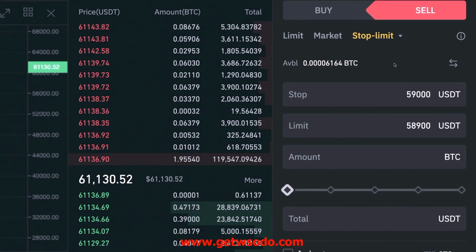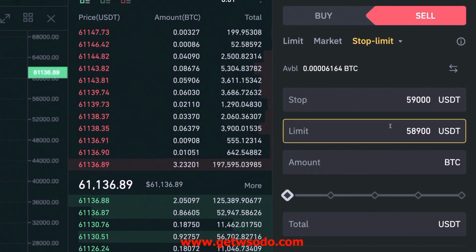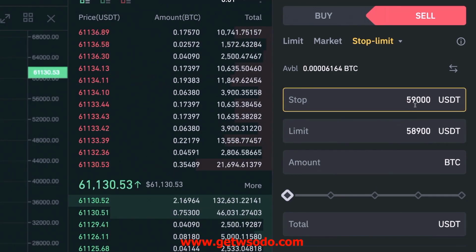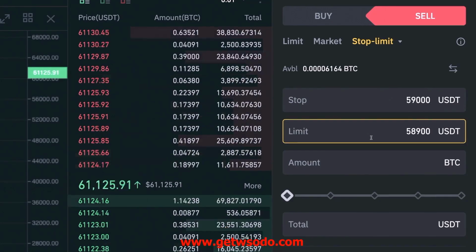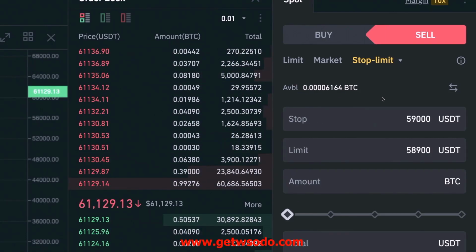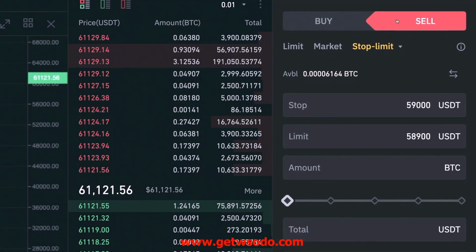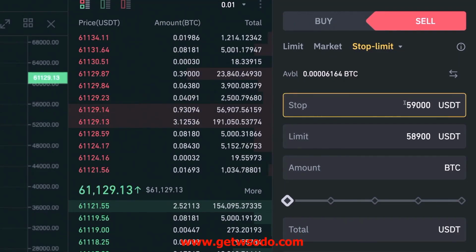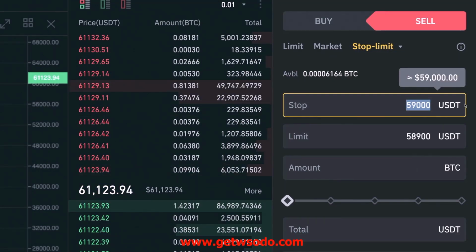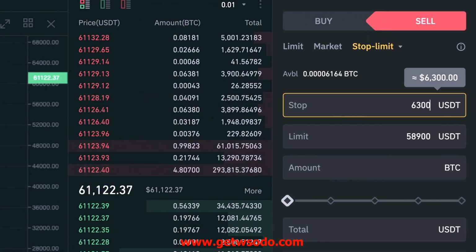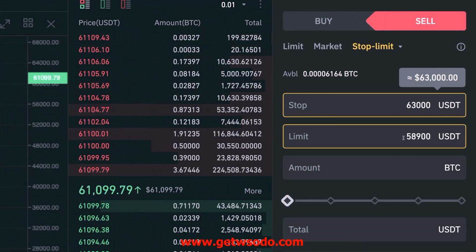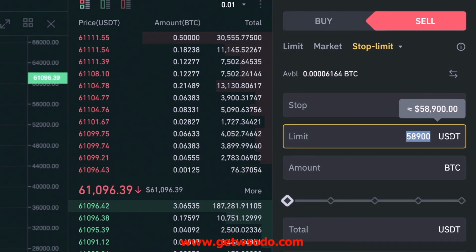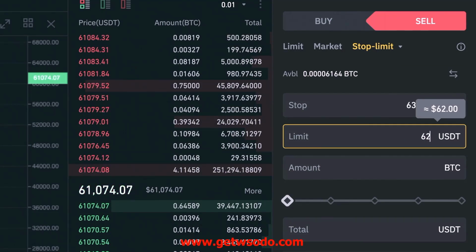Now that's very different than a limit order. If we put a limit order in right now at 58.9 or 59, it would trade straight away because the price is above. So that is how you do a stop loss on the sell side. On the sell side above, we can also do that. So 61 is the price right now. Let's say 63,000 we want to sell. You can say at 63, enter a sell order for me, and the limit price is 62,900.